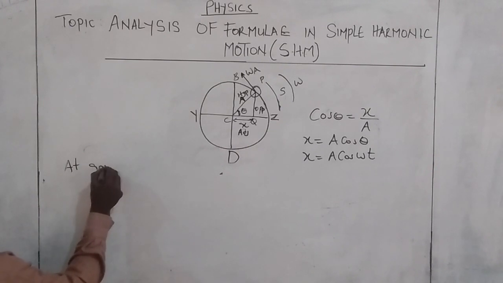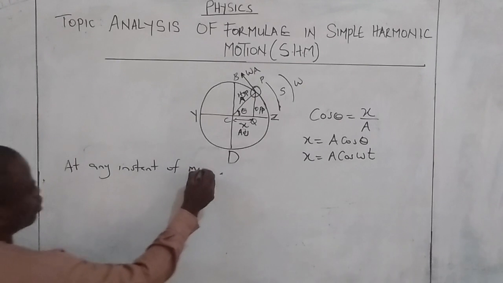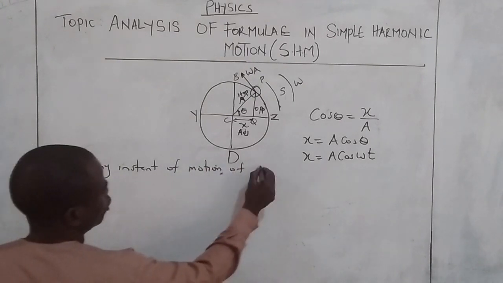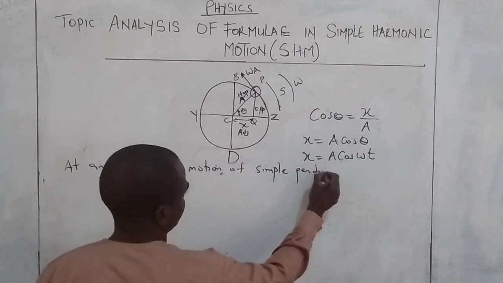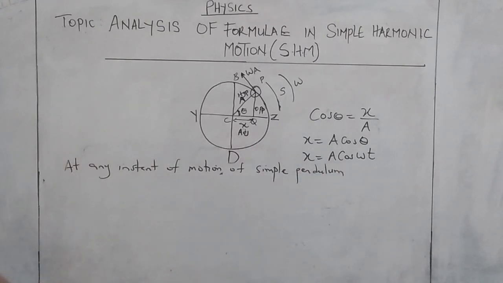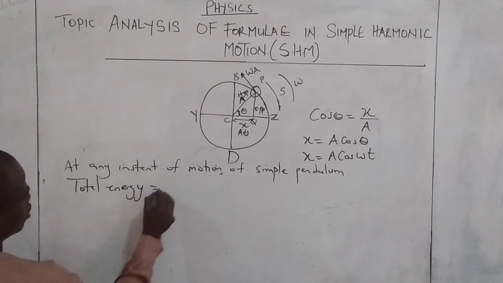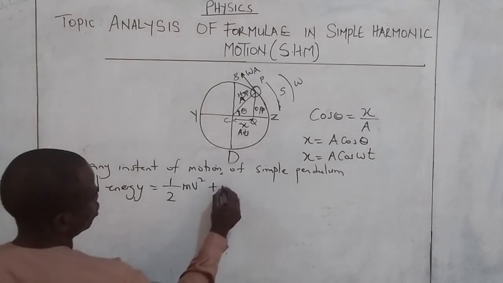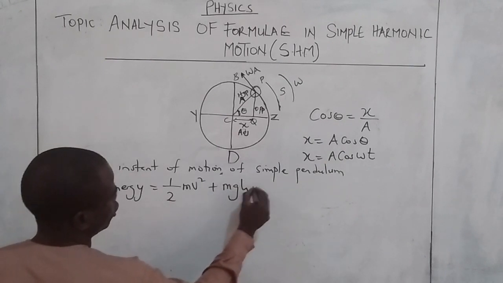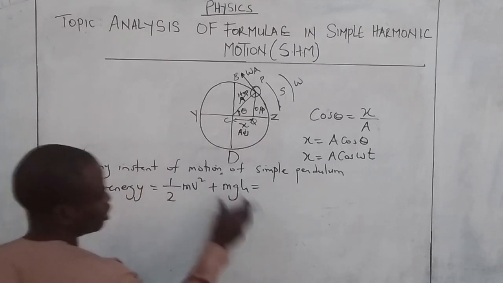At any instant of motion of a simple pendulum, total energy at any instant equals half mv squared plus mgh. These are the things that move together: kinetic and potential energy.